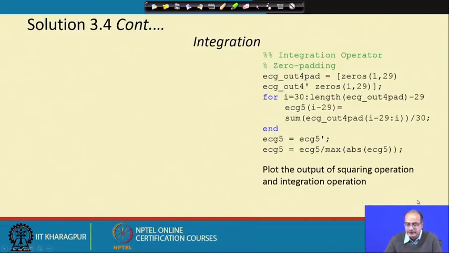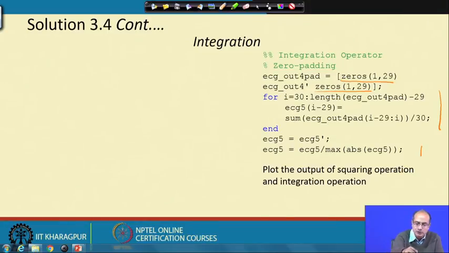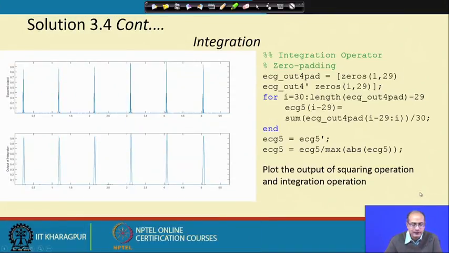that is the integration. Here we apply a 30 point MA filter, and to apply that we need to pad 29 zeros at the beginning and at the end of the signal. Then we have the 30 point MA filter here, and again it is normalized to keep the signal within 0 to 1. So, with that we get the signal as shown in the left hand side.